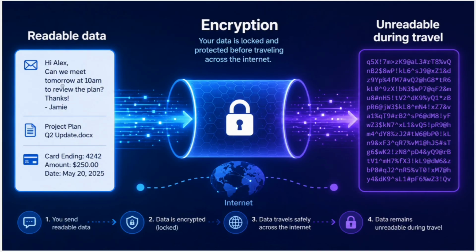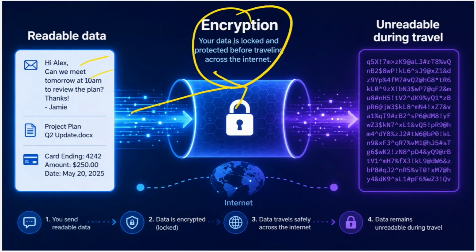Now let us understand encryption in a very simple way. On the left side, we can see readable data: Hi Alex, can we meet tomorrow at 10 a.m. to review the plan? Thanks. Sent by Jamie. Now, this readable data enters the secure tunnel. The tunnel represents encryption. Encryption changes the readable data into unreadable information.